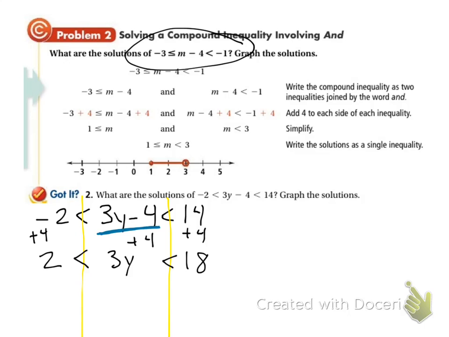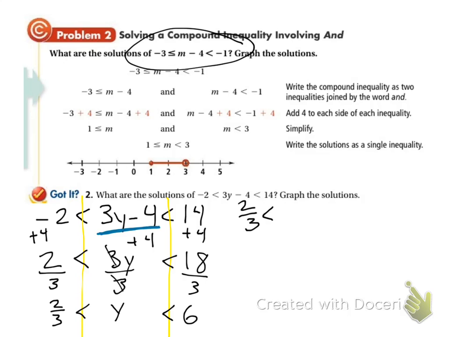So now if I'm trying to get y alone, I need to divide by 3. So I need to divide by 3 to each of these. Over here I'm just going to leave it as a fraction, 2/3. This 3 cancels out and that just gives me y. And over here I get 6. So this would be my answer.